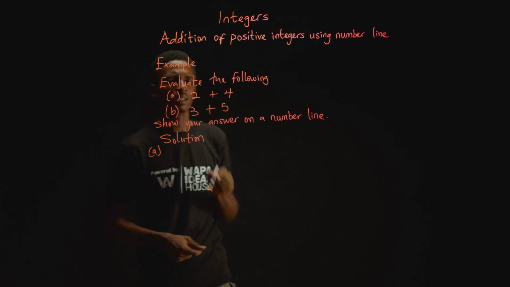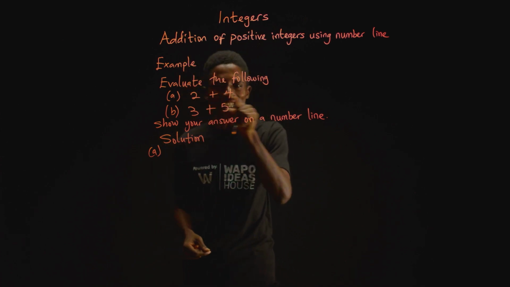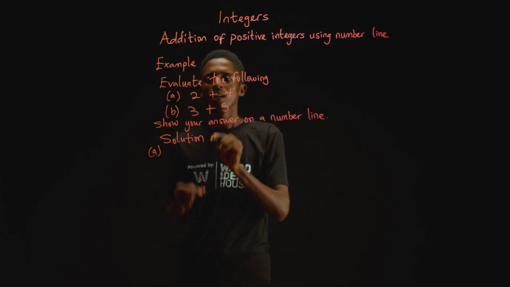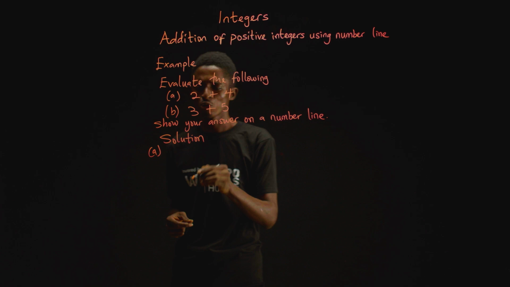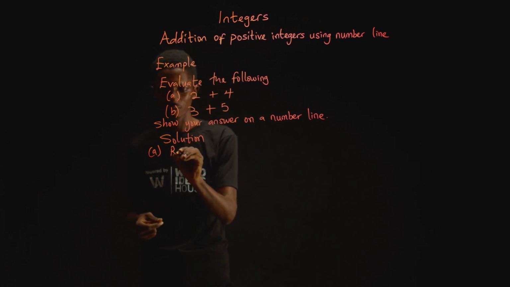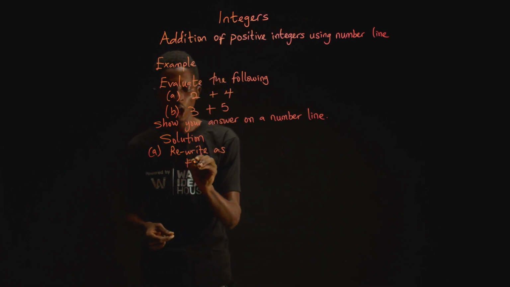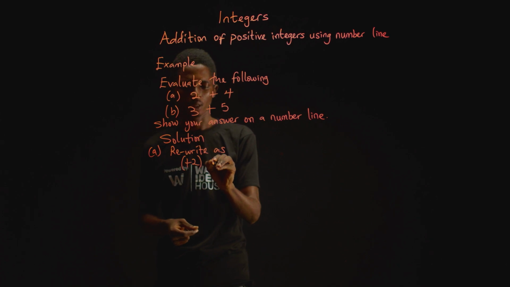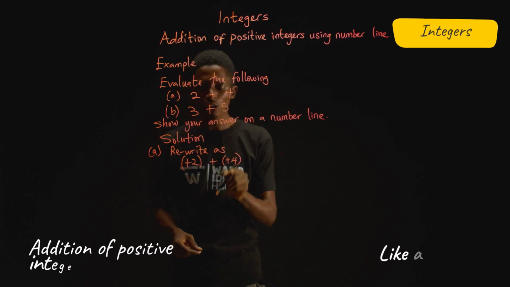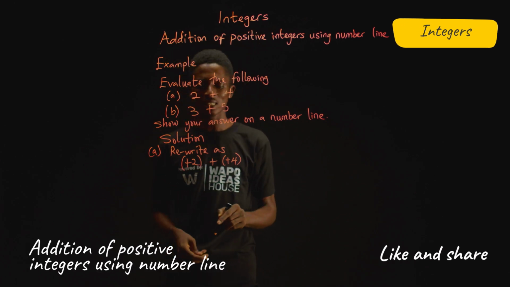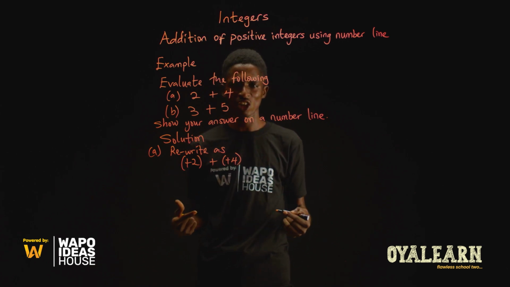For the first one, where we have 2 plus 4, you rewrite this work showing the sign for each of the integers. Remember, they are positive integers. So you rewrite as +2 plus +4. This shows that 2 is a positive integer and 4 is also a positive integer.